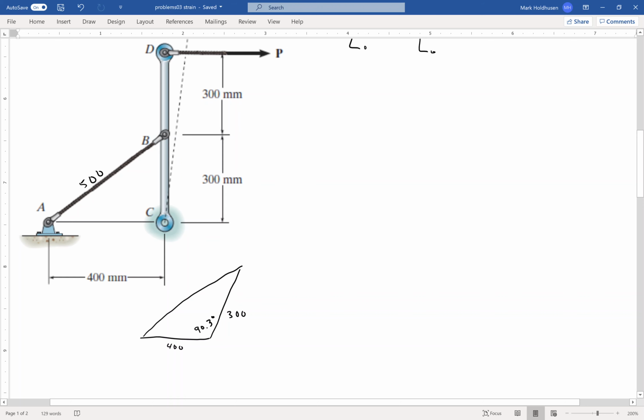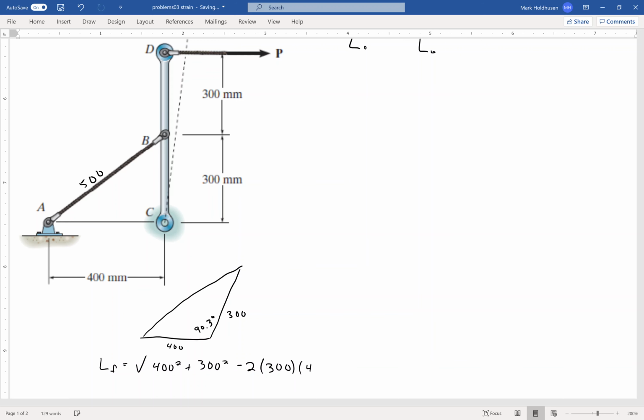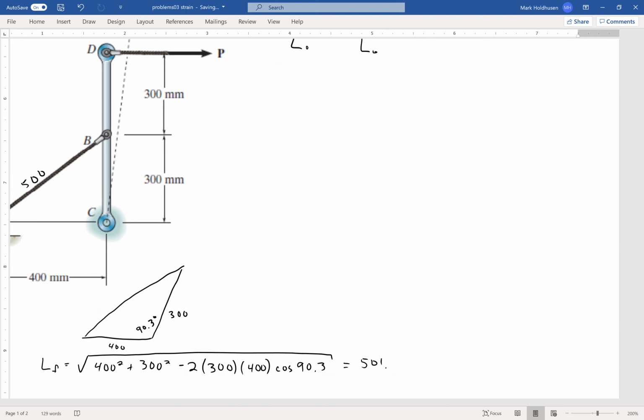Okay, and I'm going to do that using the law of cosines, where the final length is going to be the square root of 400 squared plus 300 squared minus 2 times 300 times 400 times the cosine of 90.3 degrees, because again, it's been strained up to 0.3 degrees. Okay, so from that I find that the final length is, instead of 500, actually stretched out to 501.255.